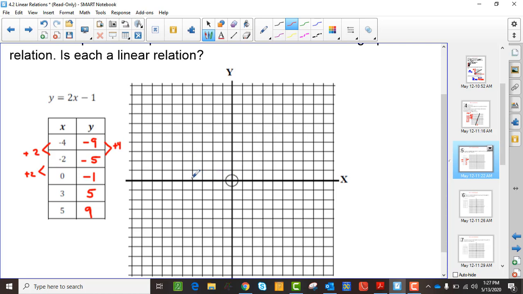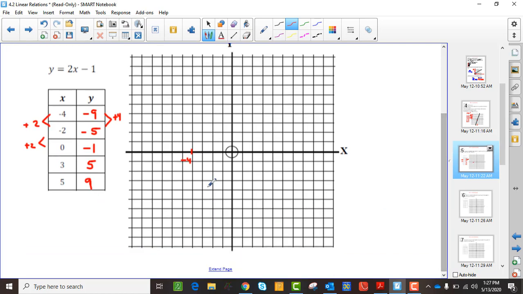Then I go to graph it. So 1, 2, 3, 4, here's minus 4, and I'm at minus 9. So if I count down, 1, 2, 3, 4, 5, 6, 7, 8, 9. There's minus 9. Then I go to minus 2, and I'm at minus 5. So if this is minus 2 here, I go down 1, 2, 3, 4, 5. Then at 0, I'm at minus 1. So that's right there. Okay, I'm just going to label that as minus 1. This is minus 5. And this as minus 9, just so we know where we're at in terms of our scale. You always should put some form of a scale on your axis.